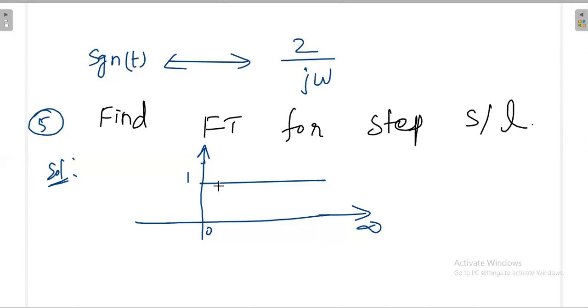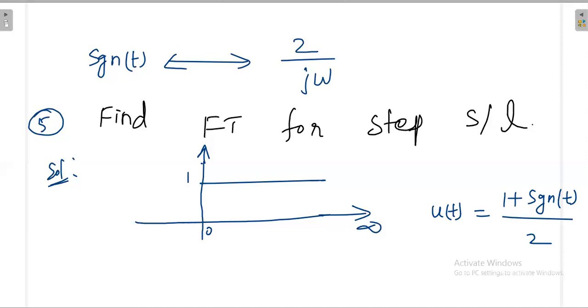See, so again, for the signum function, we know the Fourier transform. And again, we'll try to represent u of t in terms of sgn of t. So how to represent the step signal with the help of the signum function? That we have already seen in the basics: u of t can be written as (1 plus sgn of t) divided by 2. Just check it out.